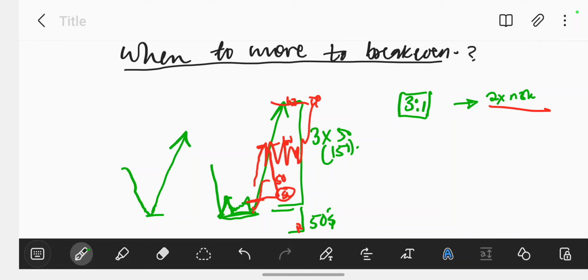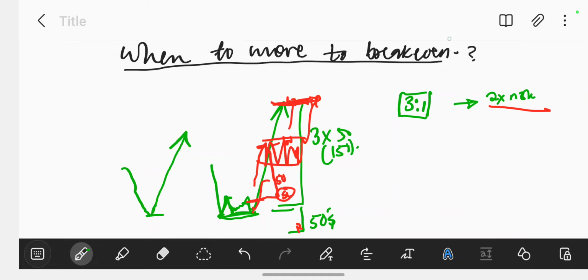But we're not saying it can't do this. It can. But at least we've given it enough room to do whatever it wants, and we're still confident that it can go to our take profit and give us all our 150. So that's how you have to do it basically. Once it has moved twice your risk, you move to break even.